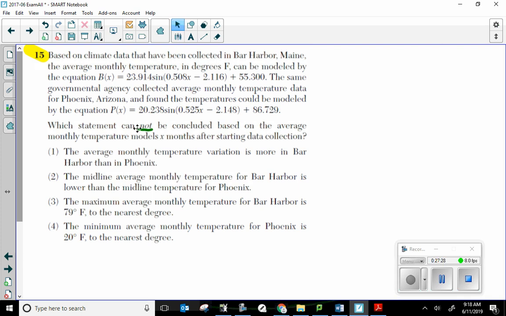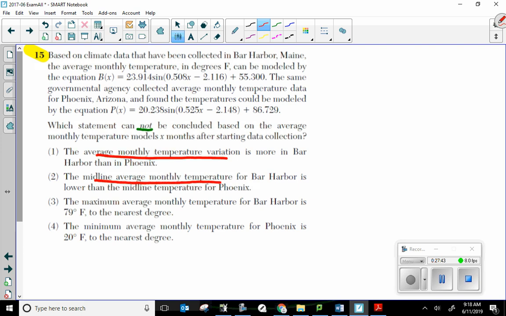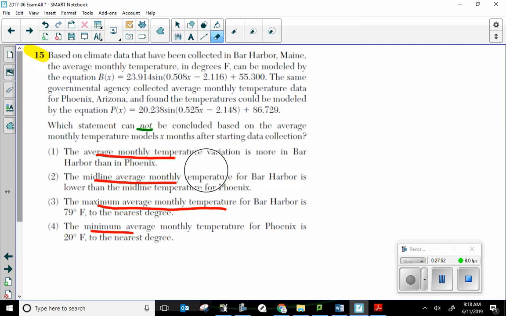All right? So what I've got to do here is figure out the average monthly highs and lows, because look at all my answers. The average monthly temperature varies, the variation, okay? The midline average monthly temperature, the maximum average monthly temperature, maximum, okay? The minimum. All right, so I'm going to have to find the average temperature for each one of these, as well as the highs and lows, the mins and maxes. So let's start with Bar Harbor.